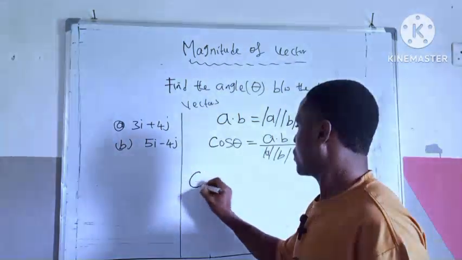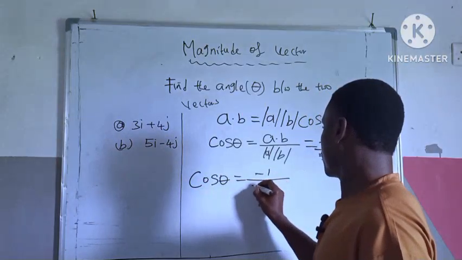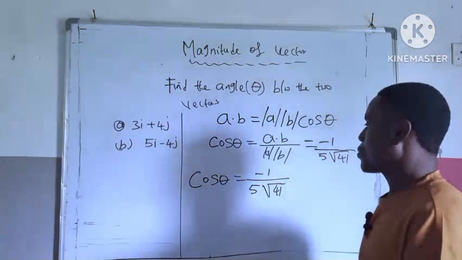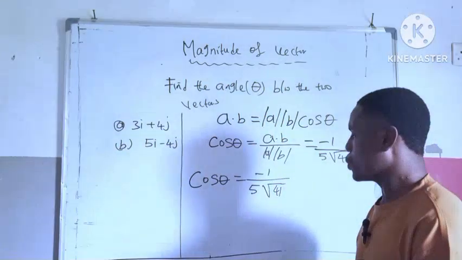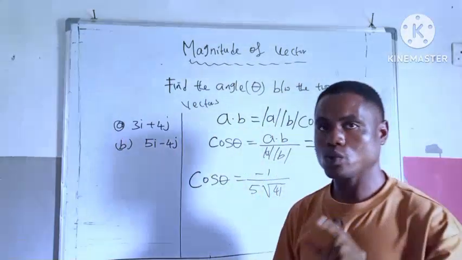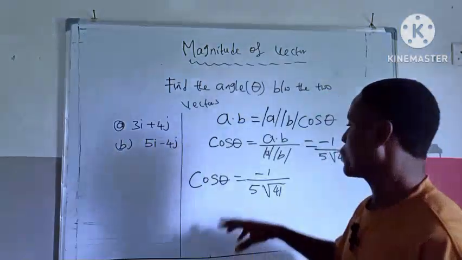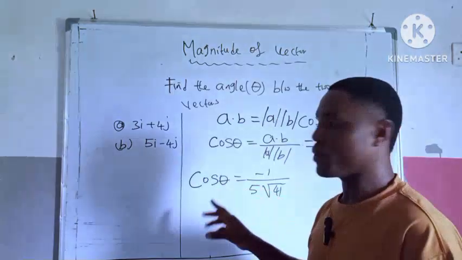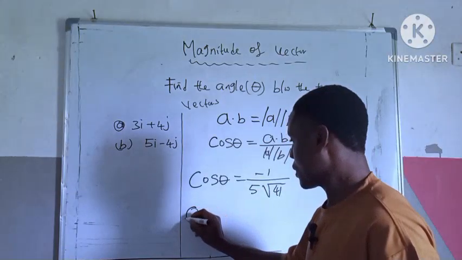So let me write everything out. We have cos theta equal to minus 1 all over 5 square root of 41. So what is the next thing to do now? I don't want to use a long method, so you can use your calculator, press everything, and you get the answer. But we need to find the cos inverse, okay? Since we are asked to find the angle, we do it in this form. That is theta, that is the angle, right?